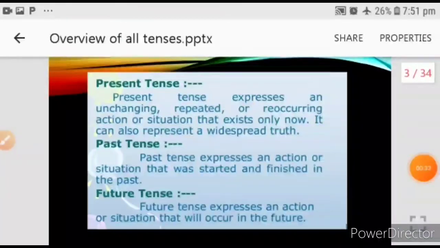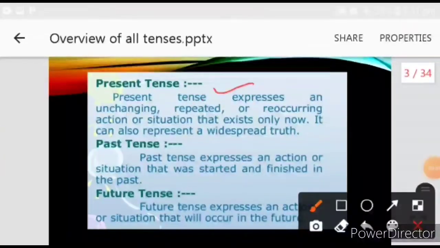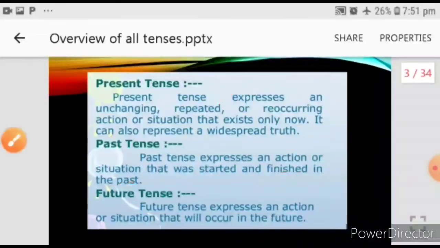Here we are with the present tense. Present tense is basically something which is generally repeated, repeated actions or some universal truth. You use it in the present tense. For the past tense, an action that has started and finished in the past is known as past tense. And then we have the future tense, which tells you something about the future.